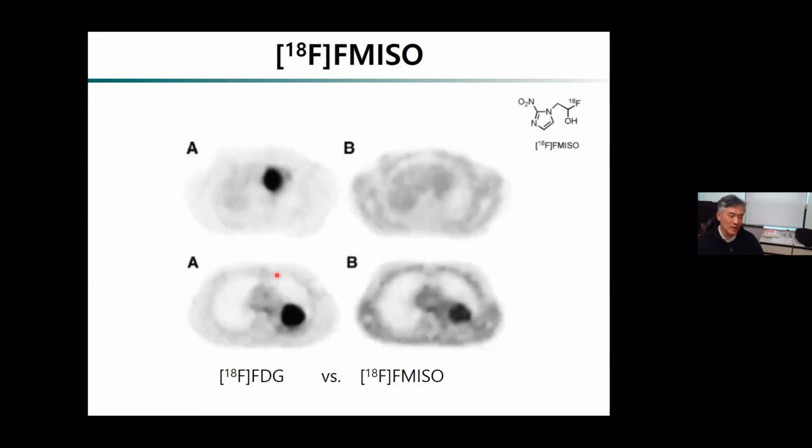So in this image, A means FDG imaging, B means F-misonidazole imaging. High uptake of FDG but low uptake of the F-miso means the oxygen concentration of this tumor tissue is very high. But you can see the high FDG and high F-miso uptake means this tumor tissue is located in a low oxygen concentration.